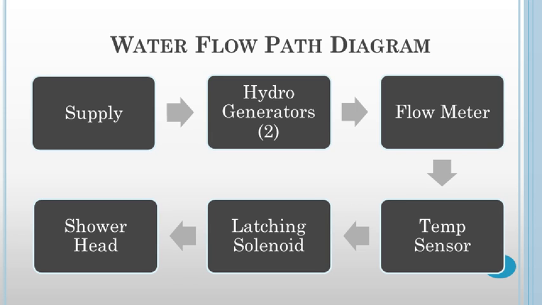So from your water supply, it goes through the temperature sensor, through the flow meter, then through two hydroelectric generators, through our latching solenoid to pause it, and then right out the shower head. So these are the only components that will come in contact with the water, and besides the temperature sensor, they are all already designed to work with running water.